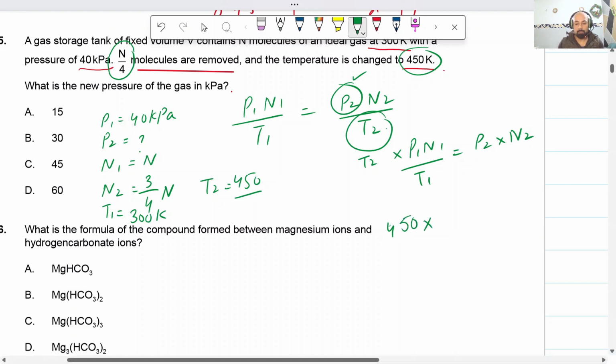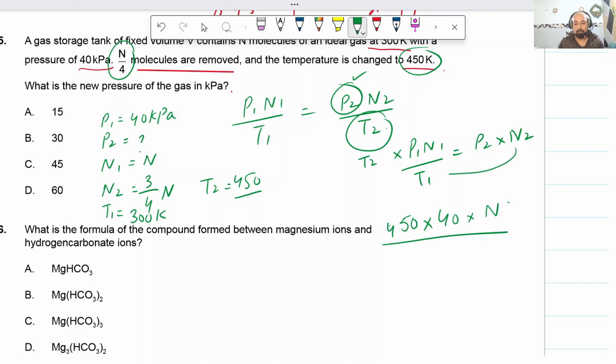times P1 40 times N1, which is simply N, over, yes, you have to bring this to this side, you need to get P2 as a subject. So we'll be getting T1, which is 300 as given in the question, and yeah, N2, which is going to be 3 by 4 N, right? 3/4 of N. So when we write down the fraction as a denominator, we have to write it down like this, 3 by 4 N.